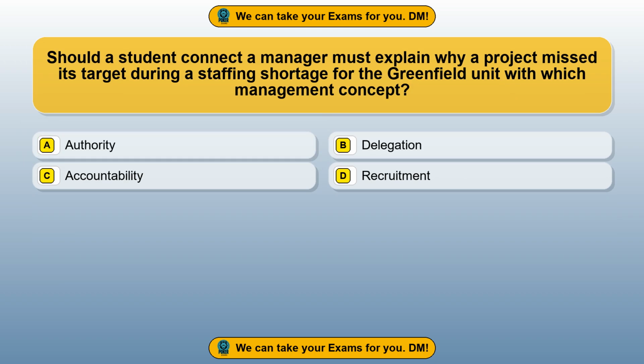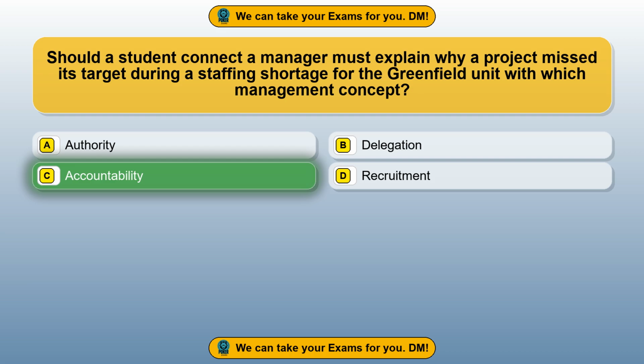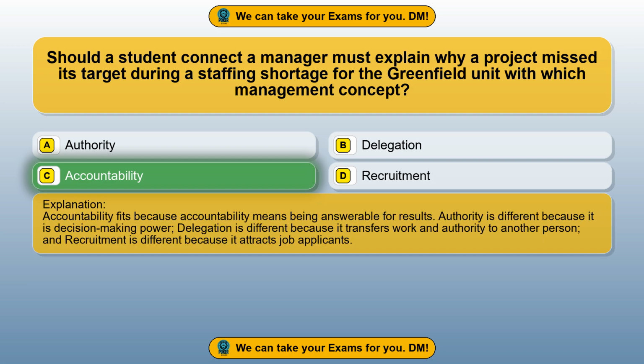Question 98. Should a student connect a manager who must explain why a project missed its target during a staffing shortage for the Greenfield unit with which management concept? Option A, authority. Option B, delegation. Option C, accountability. Option D, recruitment. The correct answer is option C, accountability. Accountability fits because accountability means being answerable for results.